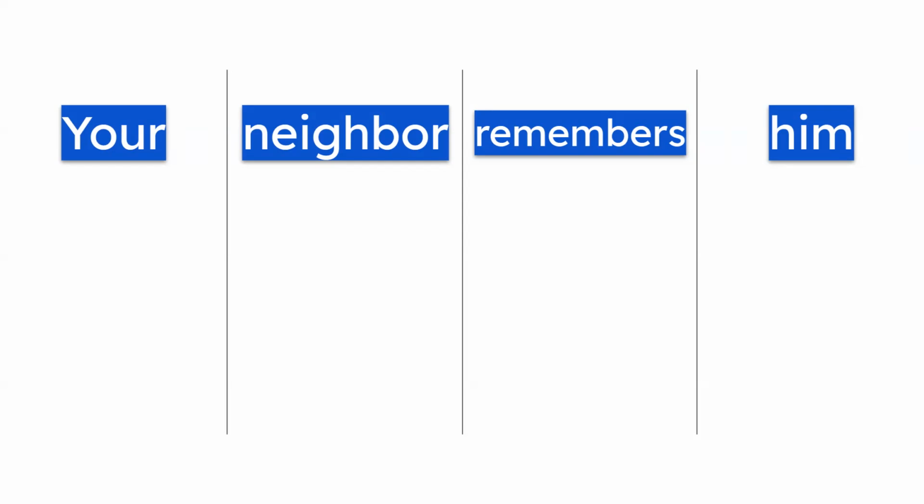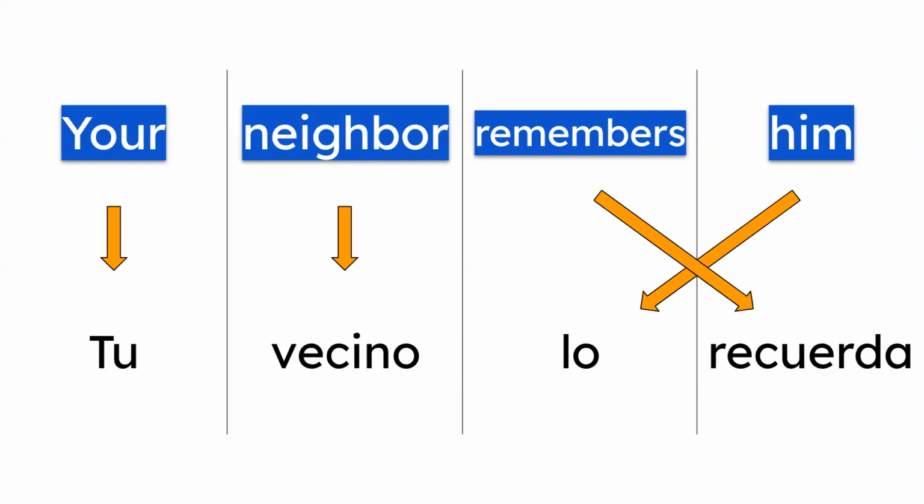Tres, dos, uno. Time's up. Okay, your is tu, right? Neighbor is vecino. Tu vecino lo recuerda. Yeah, I'm sure. Tu vecino lo recuerda. How did it go? I hope you did this very well. Okay, moving to the next one.